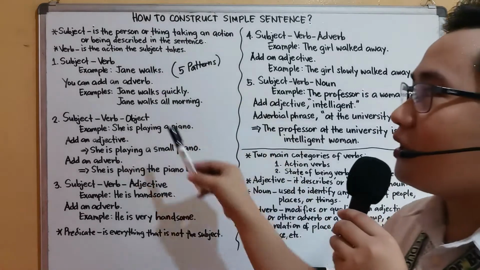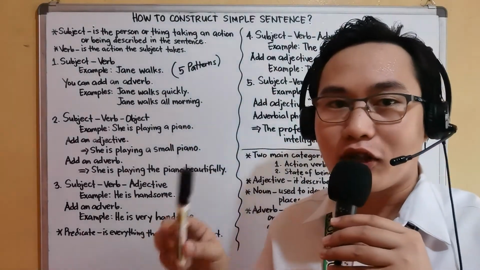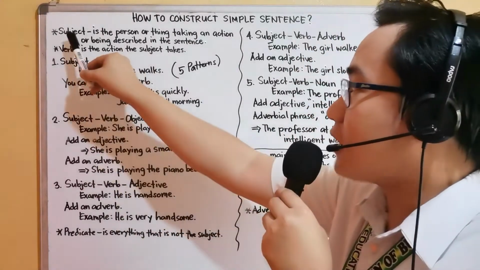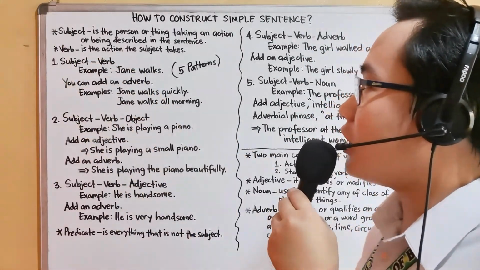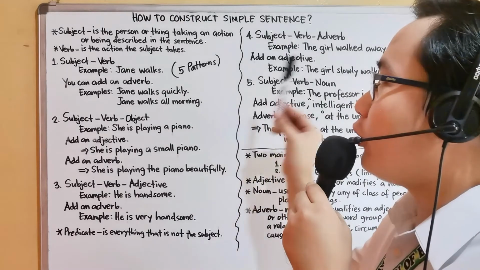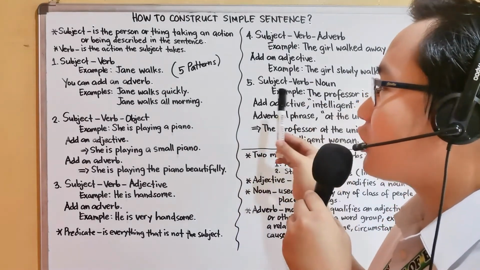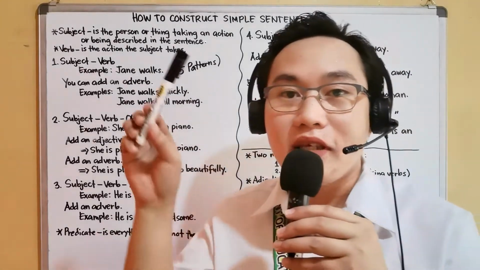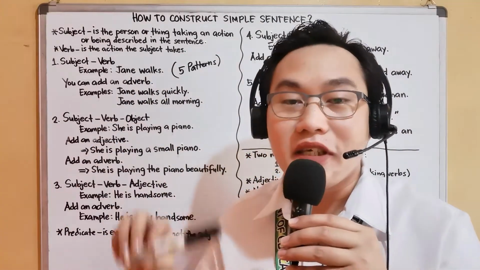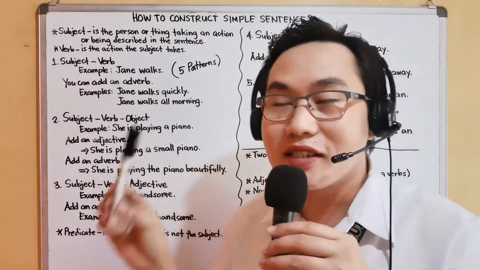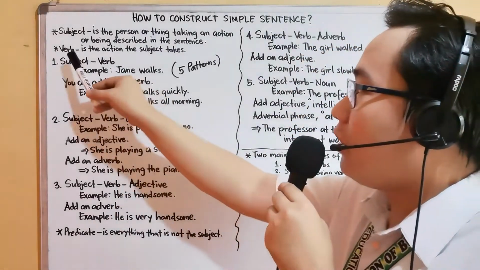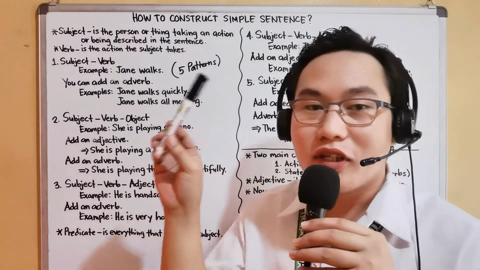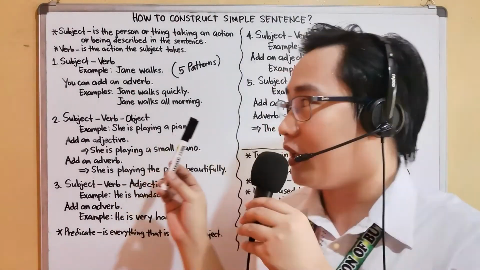So before we discuss the concept of sentence, let us recognize first the subject. Okay, which has the definition: the person or thing taking an action or being described in the sentence. Who is being talked about in the sentence? What is being talked about in the sentence? That is actually the subject. Verb is the action the subject takes. Okay, so that's how we define verb at the end of the day.